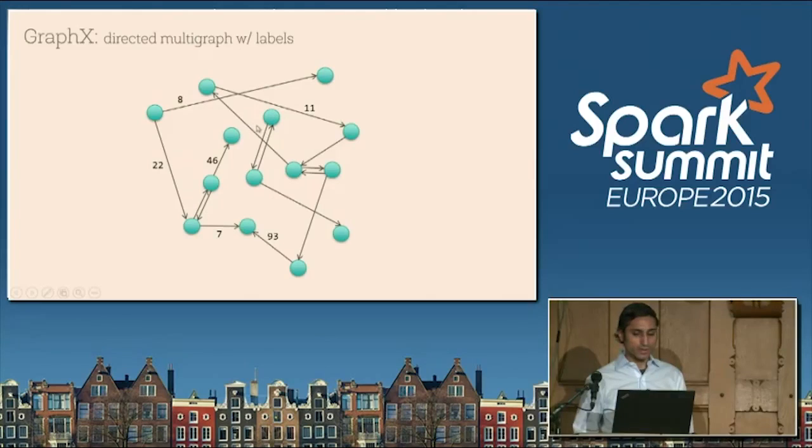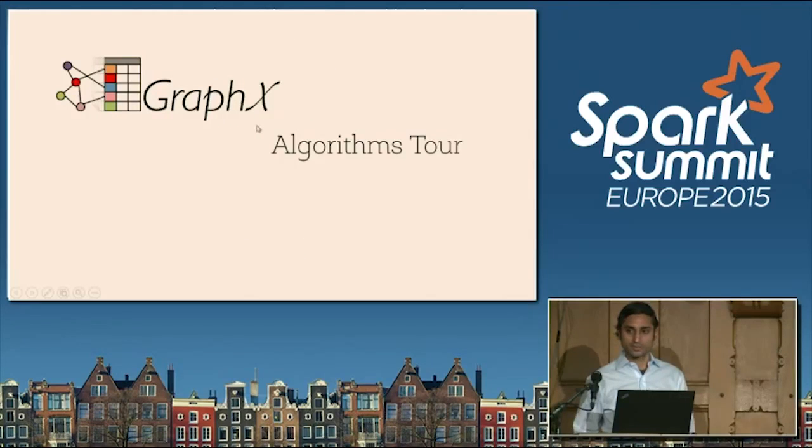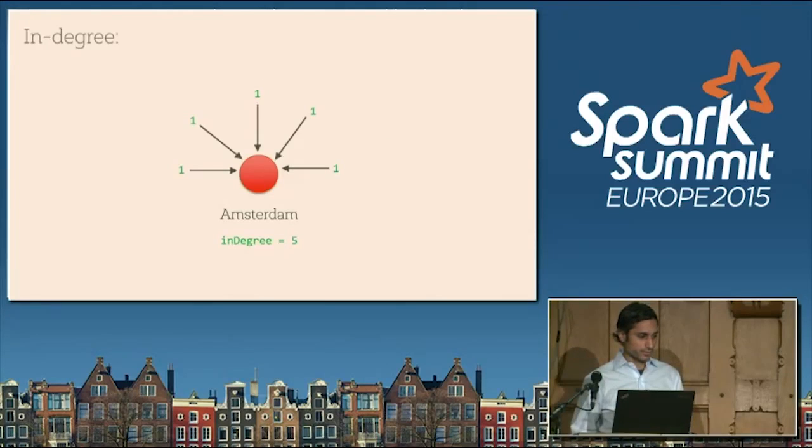So let's do a quick algorithms tour of GraphX. In degree: if you call in degree on the vertex Amsterdam, and if this vertex has incoming edges, 1, 2, 3, 4, 5 edges are incoming, then the in degree is 5. If, for example, let's say 2 edges were going out, the out degree would be 2. We're not looking at weights or labels at all on the edges. We're just looking at how many incoming arrows there are or outgoing arrows. So in degree here is 5.